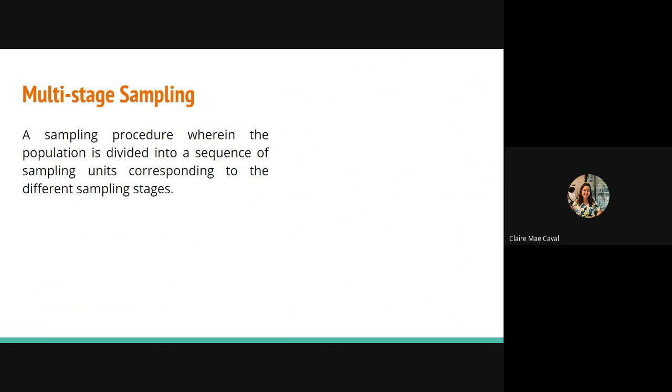Next, multi-stage sampling. Multi-stage is a sampling procedure wherein the population is divided into a sequence of sampling units corresponding to the different sampling stages. So this time, usually multi-stage sampling is used only for screening purposes, class. Okay? So again, here, the population is divided into a sequence of sampling units. Then they apply different sampling stages. From the word itself, multi-stage sampling. Okay?